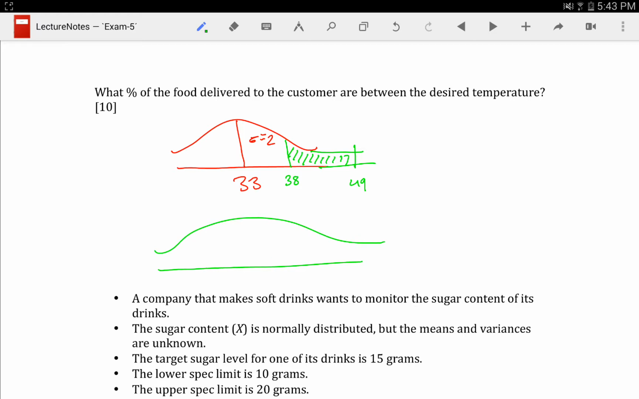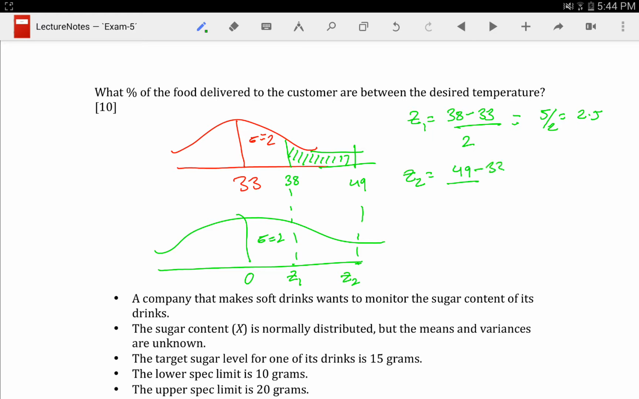Okay, let's draw another normal distribution with a mean of 0 and a standard deviation of 1. Let's find the equivalent of 38, call it Z1, and the equivalent of 49, call it Z2. Z1 is 38 minus 33 divided by the standard deviation of 2. So 5 divided by 2 equals 2.5. Z2 equals 49 minus 33 divided by 2. So 16 divided by 2 equals 8.